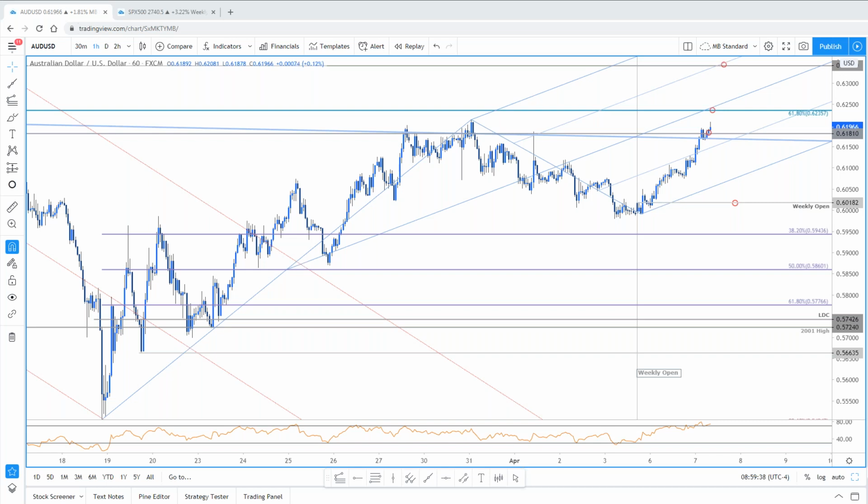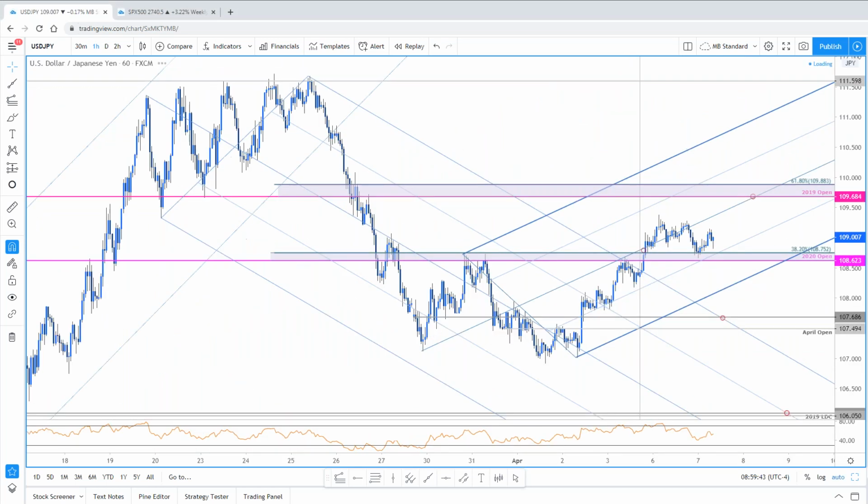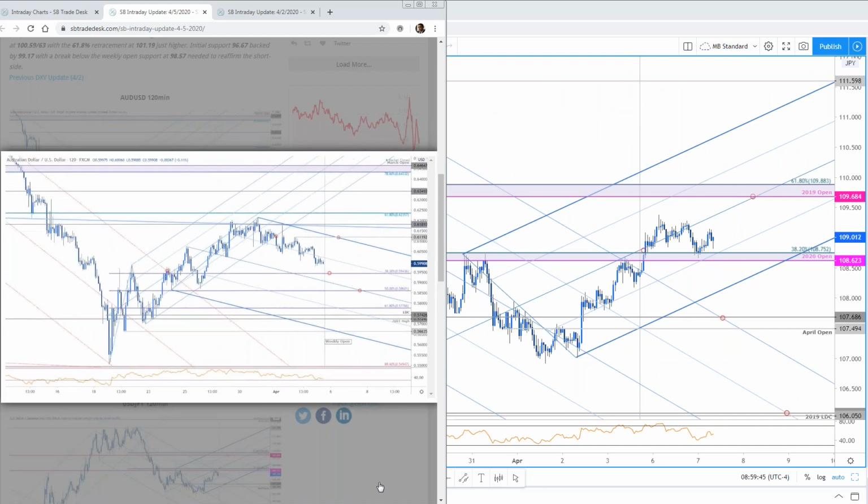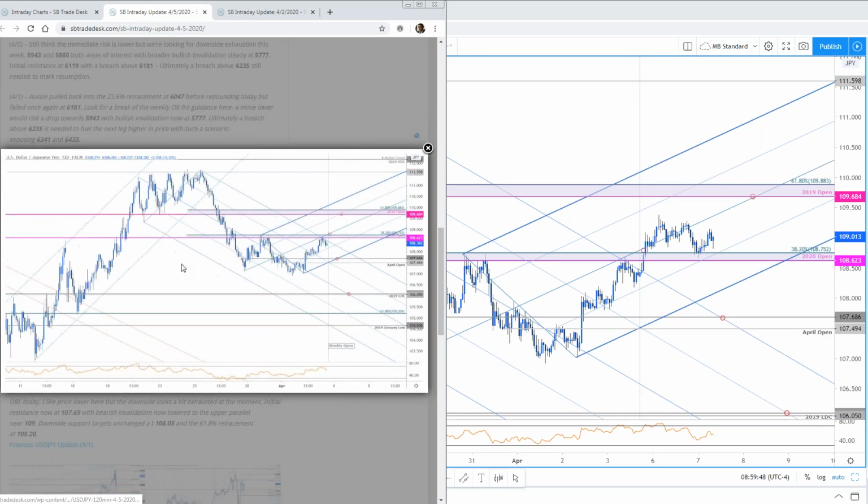Dollar yen. Gary, you're looking forward to the abomination? Well, here it comes. Here's dollar yen. And here's what dollar yen looked like a few days ago into the open of trade.